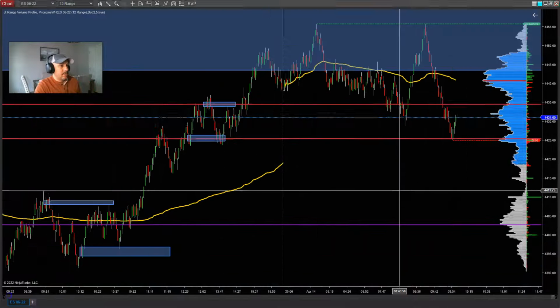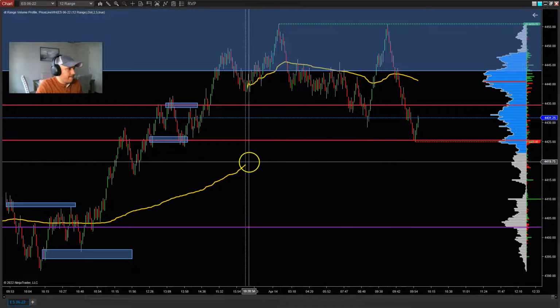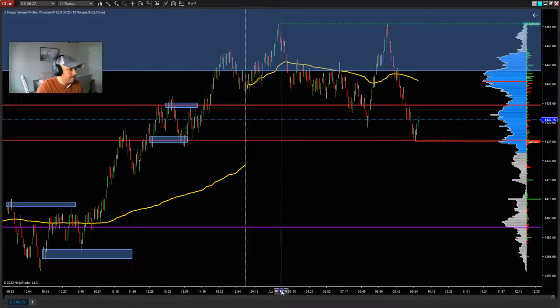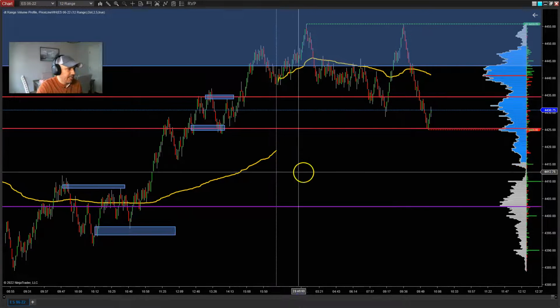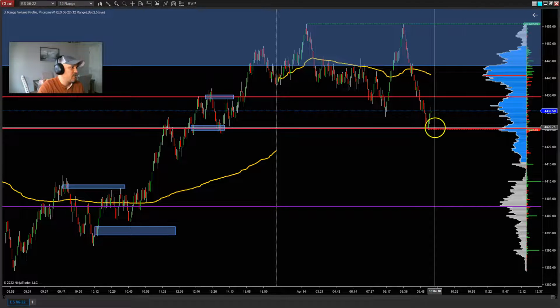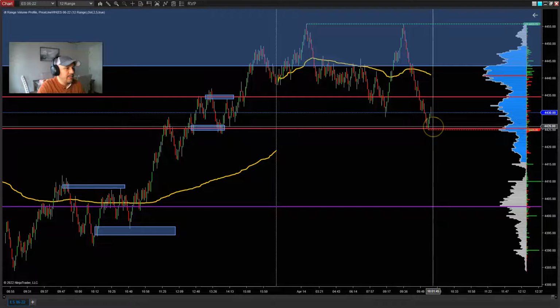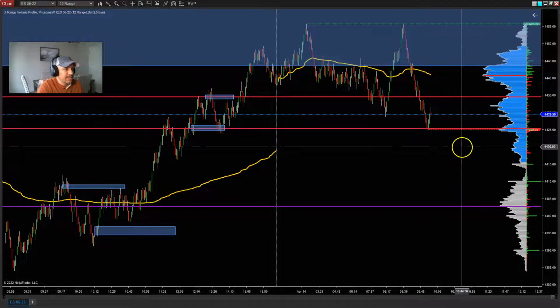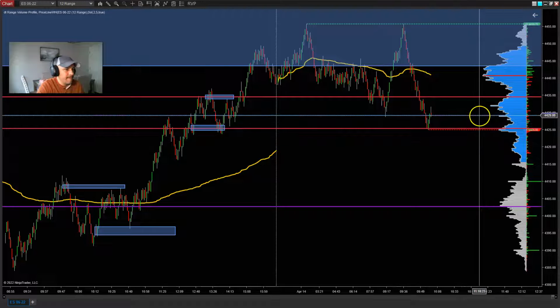So let's take a look. I mentioned that price came out here, right where price bounced at. That's a key area. Well, that's an area of support off the higher time frame. So price could bounce there, and that's what it's doing right now. So let's be mindful of what's going on here.